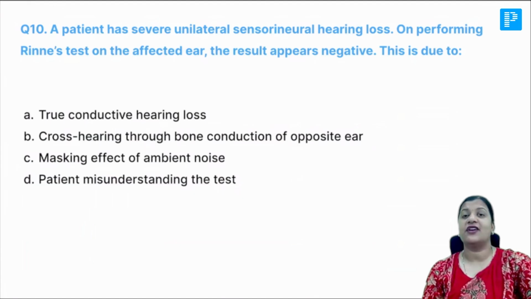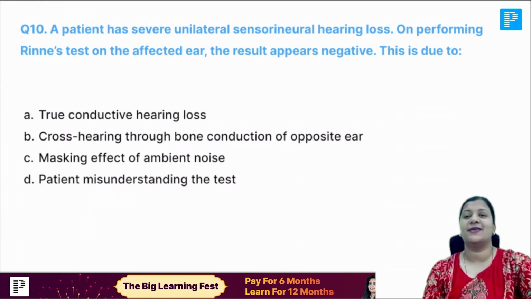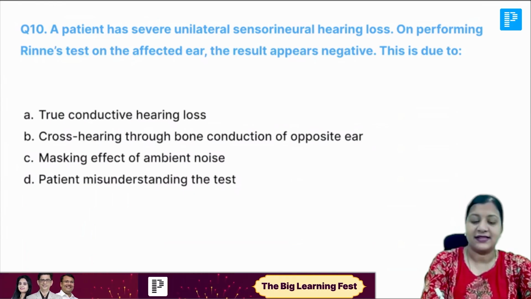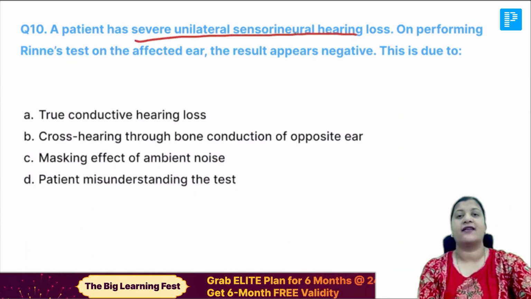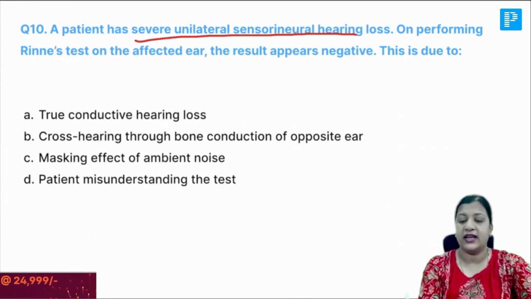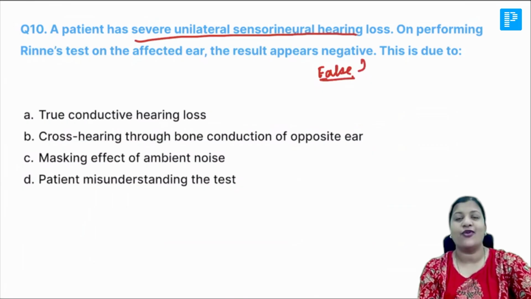A patient has severe unilateral SN loss, and Rinne's test is performed on the affected ear. The Rinne appears negative. This is due to: true conductive loss, cross hearing through the bone conduction of the opposite ear, masking effect of ambient noise, or patient misunderstanding the test. Yes. So whenever we see the words severe unilateral SN loss, what happens to Rinne? Rinne is not truly negative, but the Rinne is false negative. And why is the Rinne false negative?